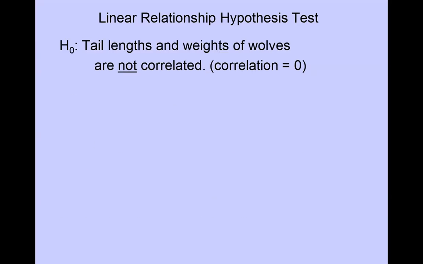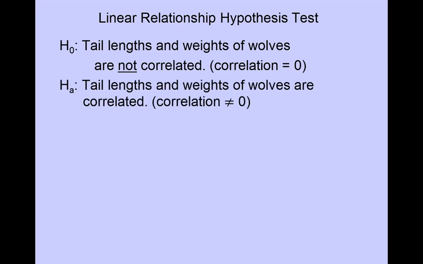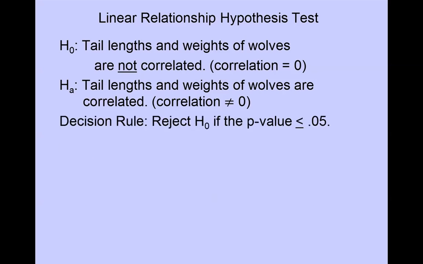First, the null hypothesis can be stated as tail lengths and weights of wolves are not correlated. Or we could say the correlation coefficient for the population equals 0. Under the alternative, we can state tail lengths and weights of wolves are correlated, or the correlation is not equal to 0. The decision rule would be to reject the null hypothesis if the p-value is less than or equal, and we will use a standard 0.05 significance level.